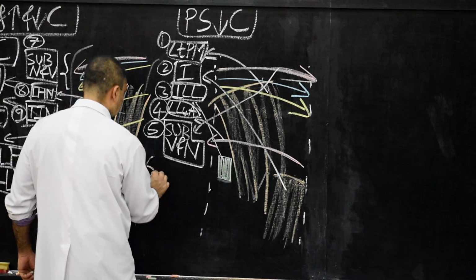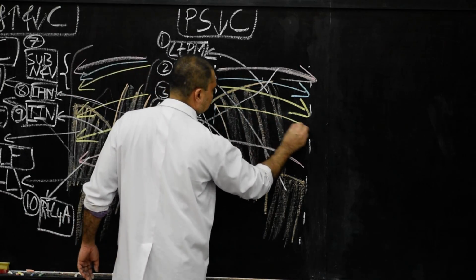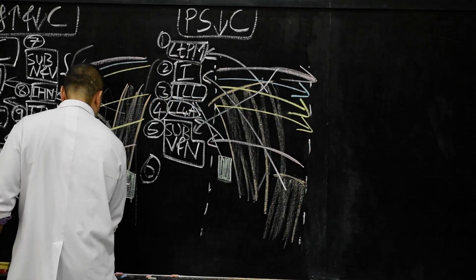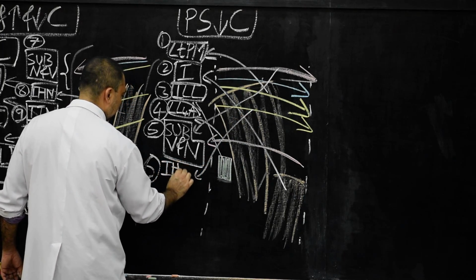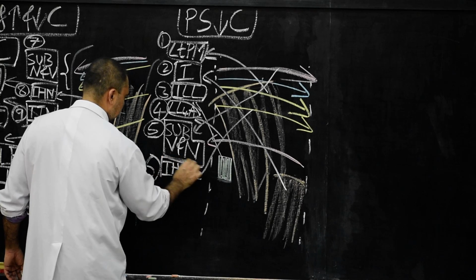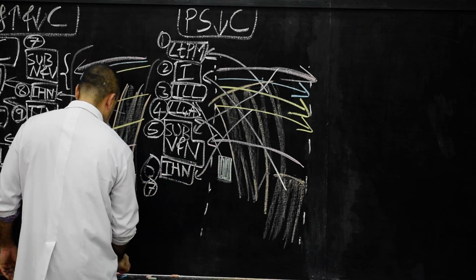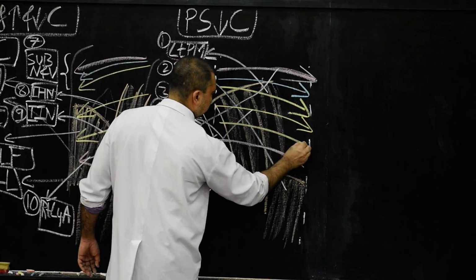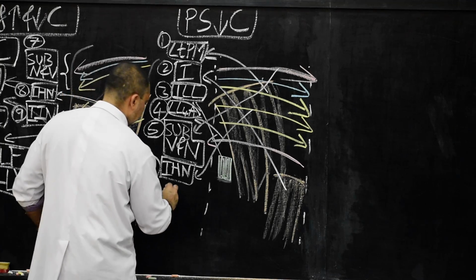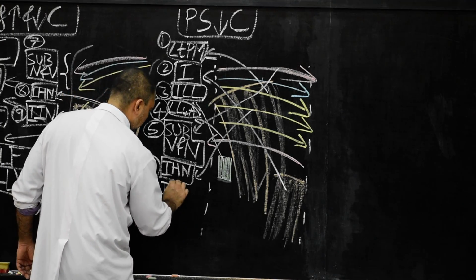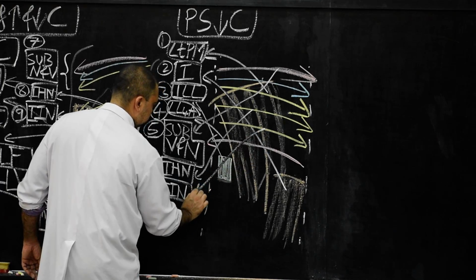Now structure number 6. Immediately below there will be iliohypogastric nerve. So here we are going to mention iliohypogastric nerve. Structure number 6. Structure number 7. Now in structure number 7, we are going to mark this as ilioinguinal nerve. That is structure number 7.